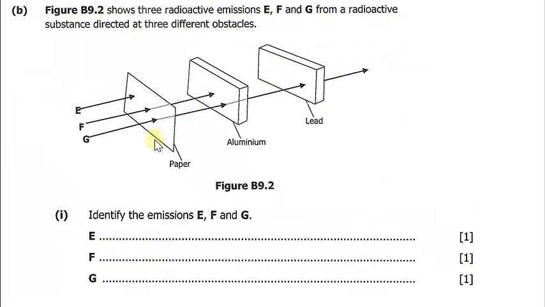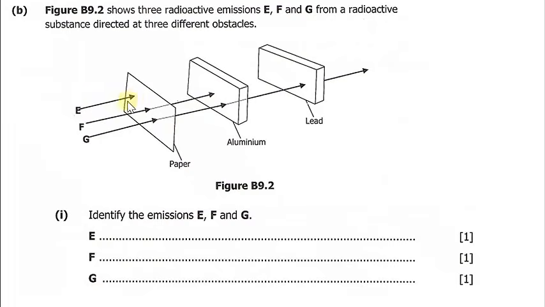Okay, we have this, and that. We have this radiation E, F, G. They're directed here: paper, aluminium, and lead. So they're saying identify the emission E, F, and G. This property is just about the penetration power.